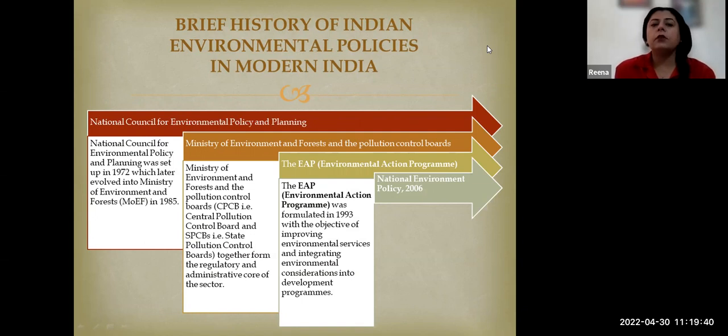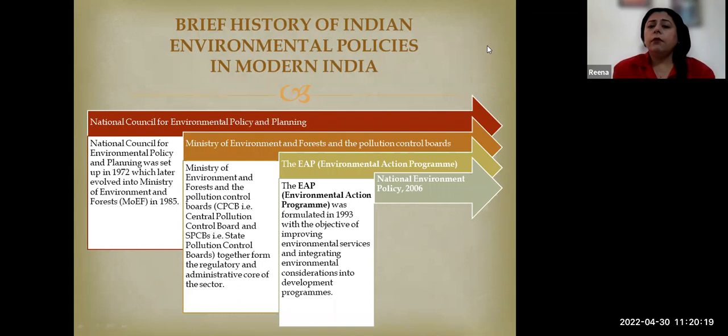So the National Council for Environment Policy and Planning came into picture in 1972, which was later developed as a full-fledged Ministry of Environment and Forest in 1985. Then the Ministry of Environment and Forest realized that there has to be a complete setup of implementation agencies at state level as well as at the central level. So that's why CPCB and SPCB came into picture. That was after the national law, the Environment Protection Act of 1986.